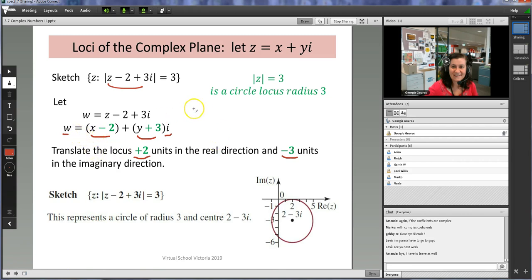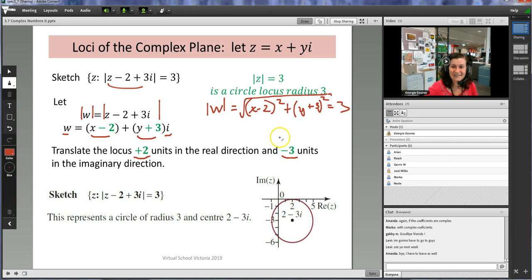Okay, so you can see here, if you worked out the modulus of w, which is the same as the modulus of this, that's going to be equal to the square root of x minus 2 squared plus y plus 3 squared. The square root of that is going to be equal to 3. So you can see again how the circle will be formed from using that.